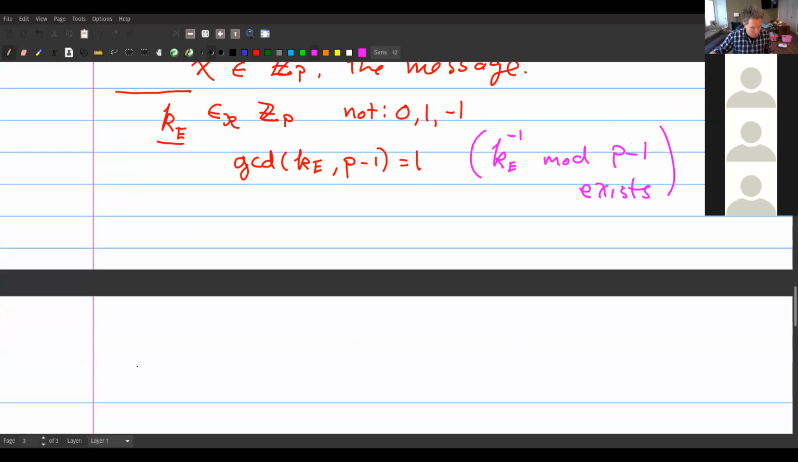Okay. All right. So here's how you produce the signature. So the signature of X, which is made with the private key, which remember is just D, is equal to a pair R, S. So it's a pair of numbers. And this is how you make each one. So R is equal to alpha to the KE mod P.